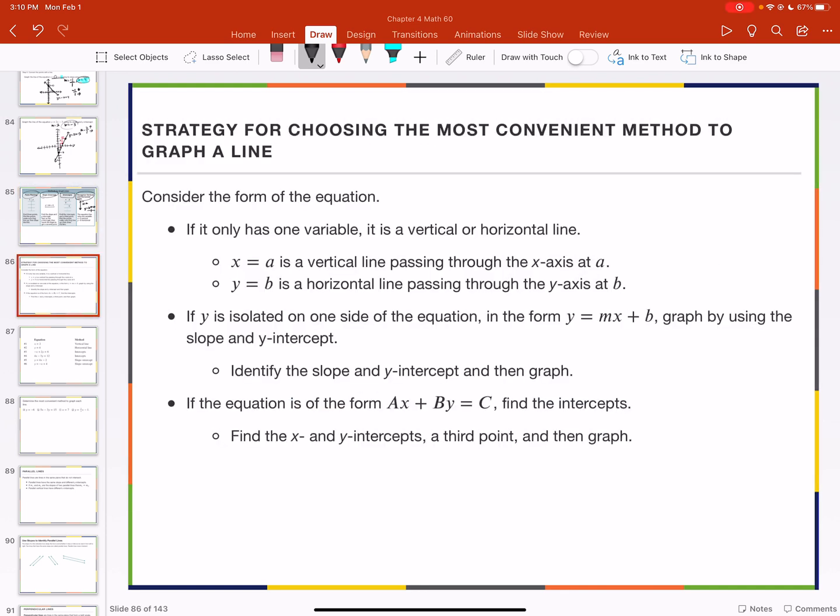Okay, so how do we know what's the most convenient method to use? We have to think about the equation. If it only has one variable, like x equals or y equals, that means it's either vertical or horizontal. If it's x equals, it's vertical. And if it's y equals a number, it's horizontal, passing through at that number. Now, if y is by itself and it's in the form y equals mx plus b, we can graph using the slope and y-intercept. And if the equation is in the form ax plus by equals c, it might be easier to just find the intercepts, and do a table, intercepts, third point, and then graph.